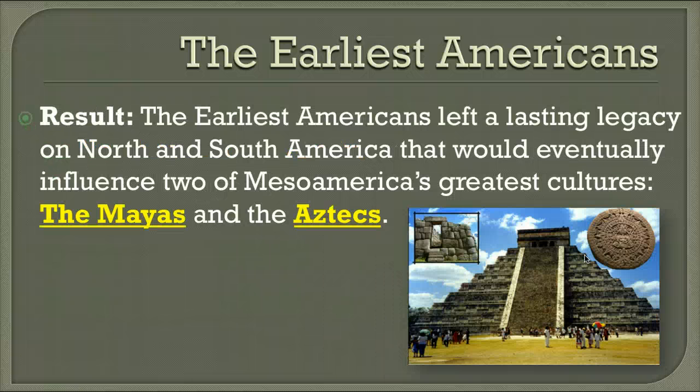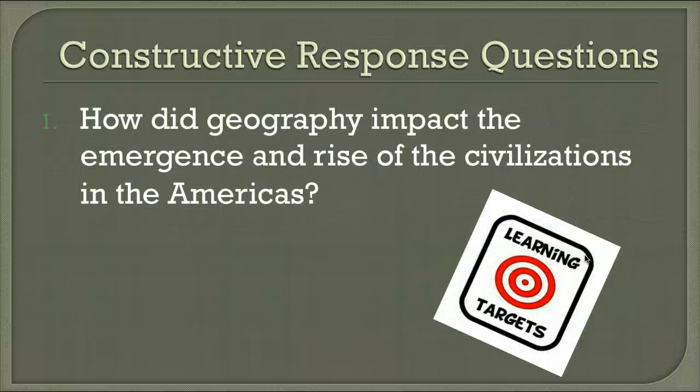So, our result, the earliest Americans left a lasting legacy on North and South America that would eventually influence two of Mesoamerica's greatest cultures, the Mayas and the Aztecs. So, today's story definitely represents an introduction for us. We're looking at how did any of the earliest Americans get here. We talked about that early land bridge. Which helps us answer this question: how did geography impact the emergence and rise of civilizations in the Americas?